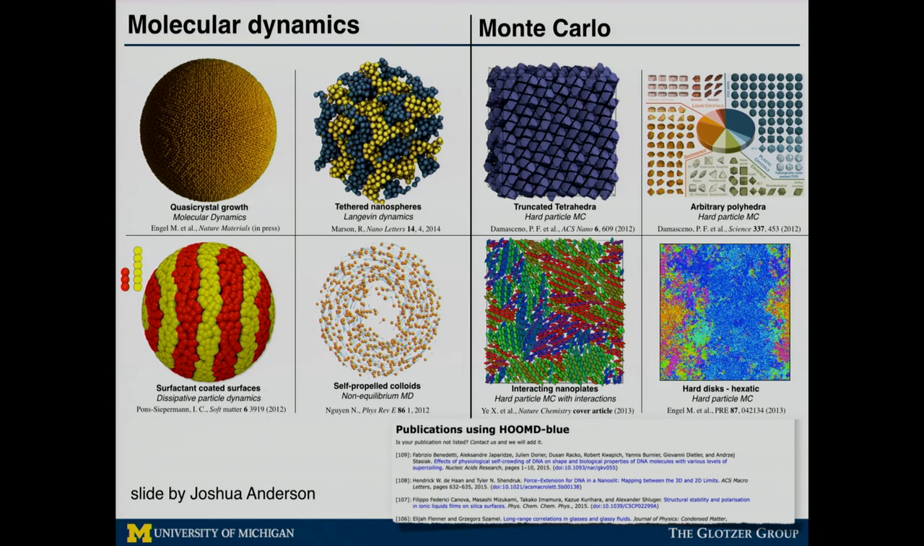And on the other side, there's Monte Carlo, which we use for shapes such as truncated tetrahedra or convex polyhedra, polygons, and disks. This is the method of choice when we don't have a differentiable potential, so we need to take into account the sharply repulsive nature of the interaction between the particles. And we do most of our studies with code that we write in HOOMD-blue, and it has been used in a variety of different studies in the literature, over 100 publications this year.